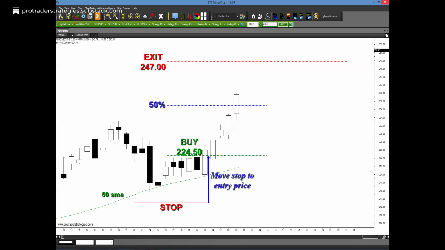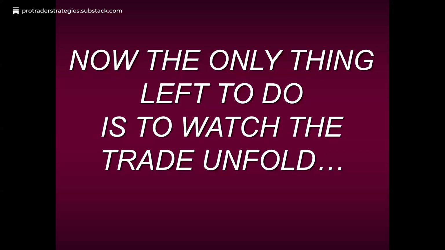So we've done all this. We have our 50% level now. We've moved our stop to unchanged. Now the only thing left to do is to watch the trade unfold. And as I always say, if you are trading correctly, if you are doing everything right, what we've just shown you here with these 4 steps, trading is very boring. It really is. It's like fishing. You simply cast your line and you wait, right?